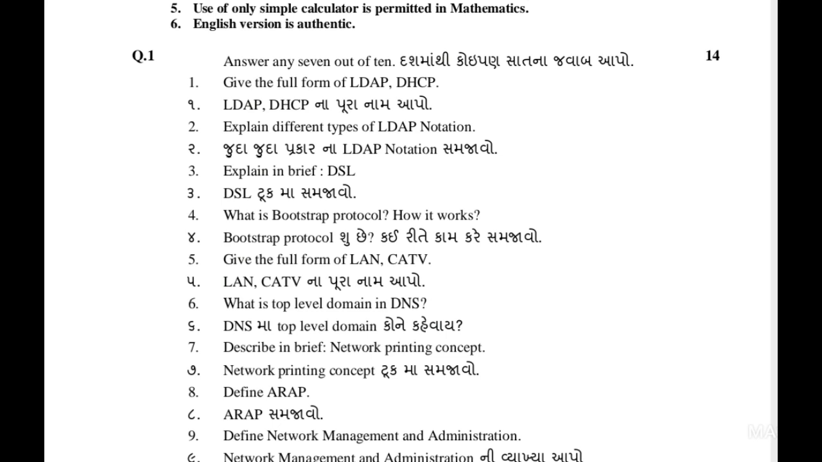Due to the corona situation, no circular has arrived from the GTU, but keep in your mind your exam is not cancelled but it is postponed. So whenever GTU issues a circular, your exam will be compulsorily conducted.